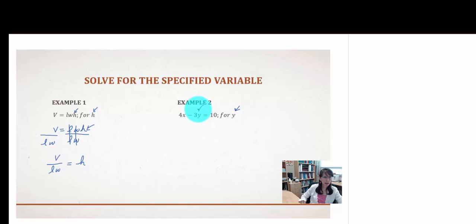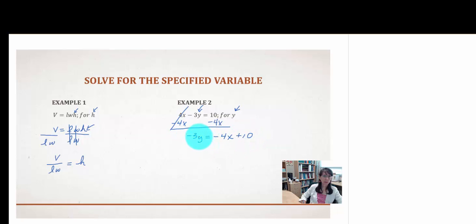So let's find y. Y is written right next to a negative 3. That means it's being multiplied by a negative 3. And then we also have a positive 4x, so that means it's being increased by 4x. So we've identified two operations that need to be undone. So I'll take away 4x from each side of the equation first. That means 4x is eliminated from one side and collected on the other. I have negative 3y now equals negative 4x plus 10.